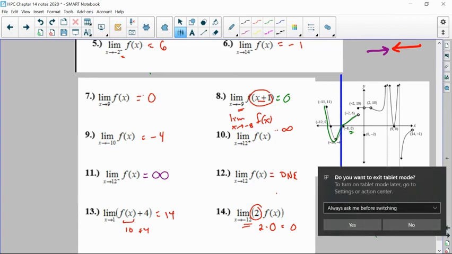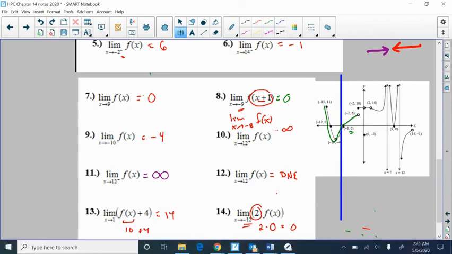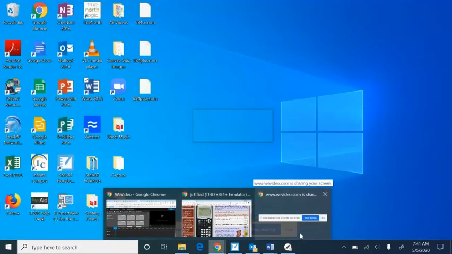Okay, so I'm going to stop this video. Then I want to do a video going through our calculator table feature as well, just to give us another intuitive understanding of limits.